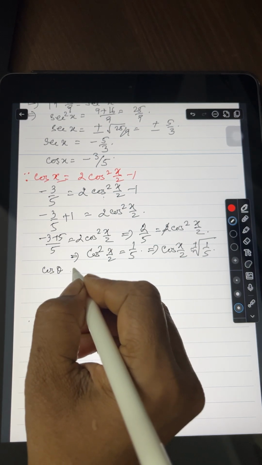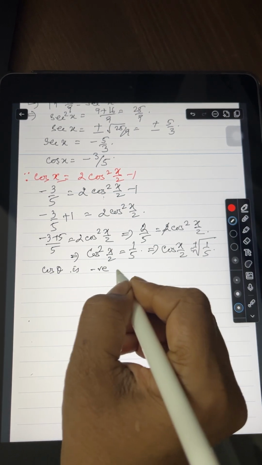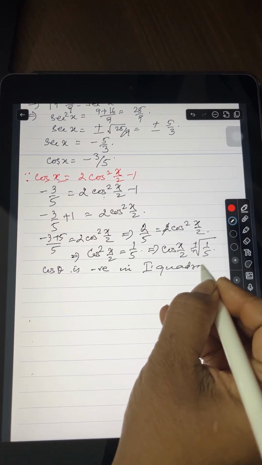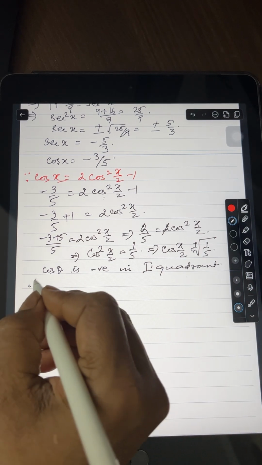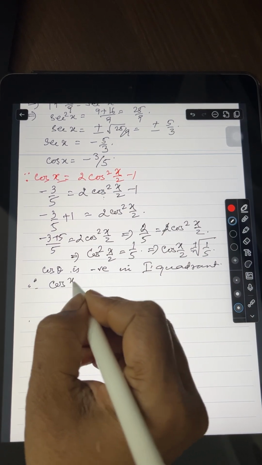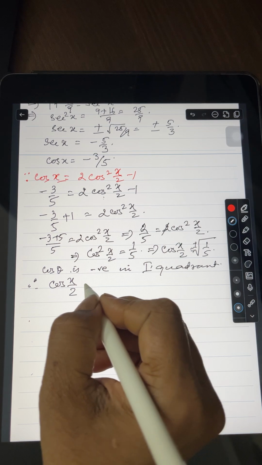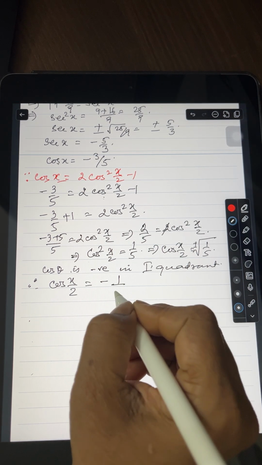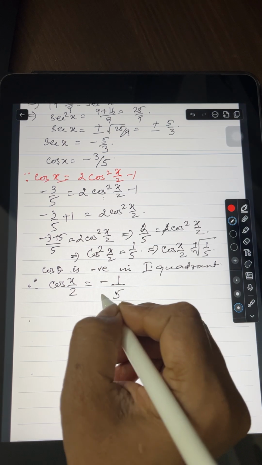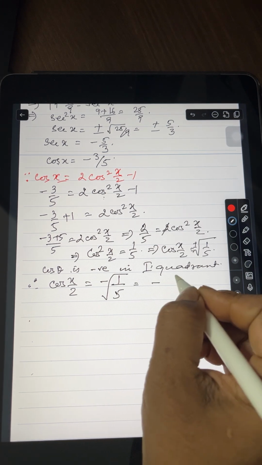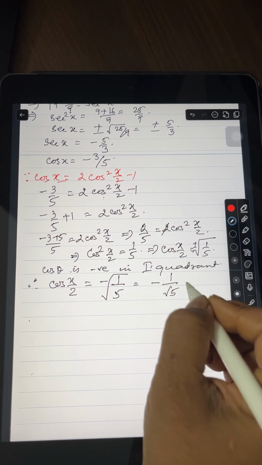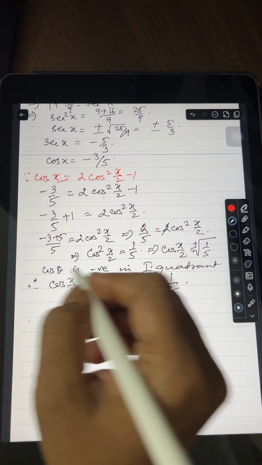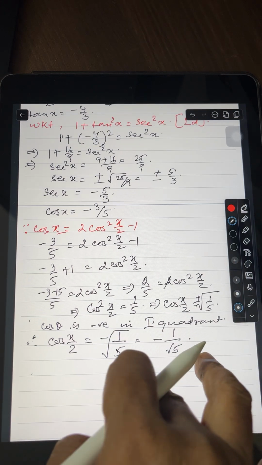Cos theta is negative in the first quadrant. Therefore, cos x by 2 is equal to minus 1 by root 5. Root of 1 by 5 can also be written as 1 by root 5. Understood? Clear? Okay. Now, this is over.